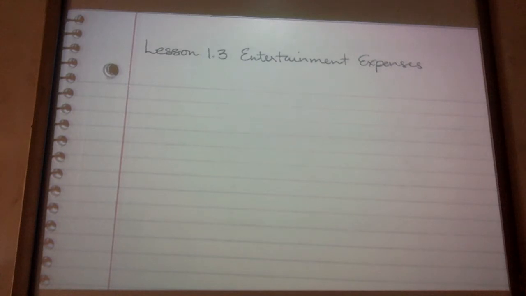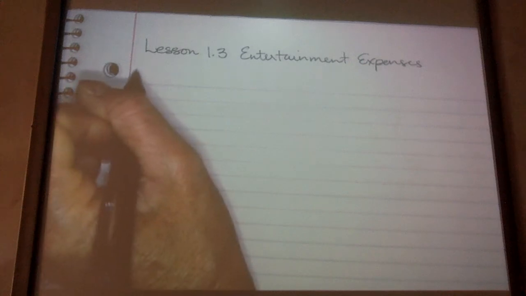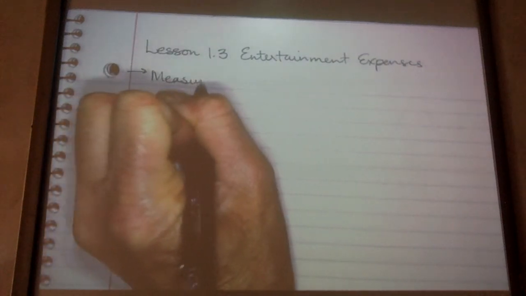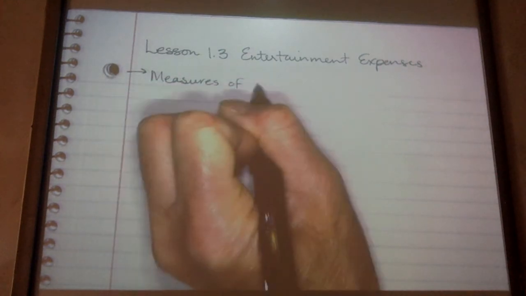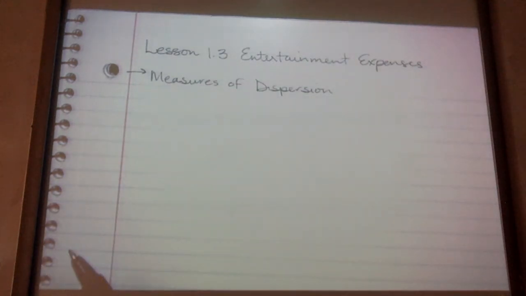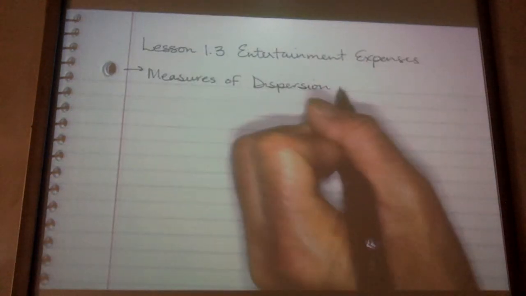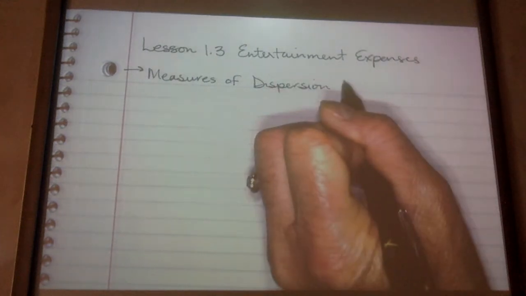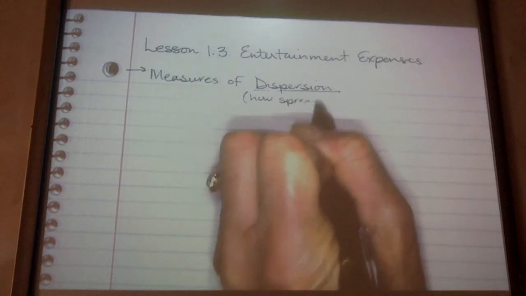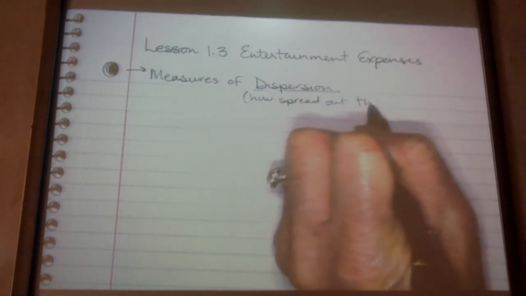So 1.3 in the book is titled Entertainment Expenses, but what it covers mathematically is measures of dispersion. Now what that means is it's looking at data and dispersion. Think of dispersion as how spread out the data is.